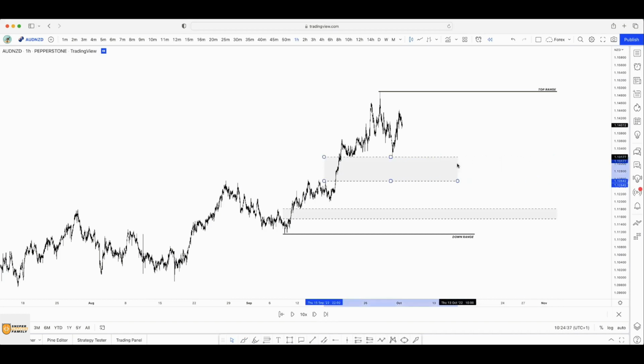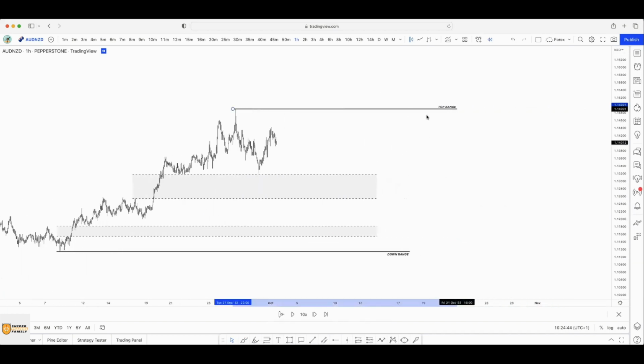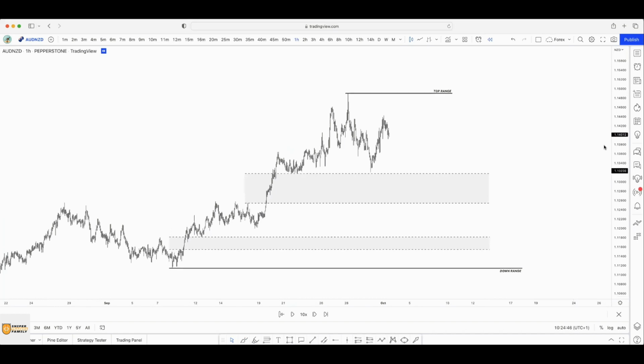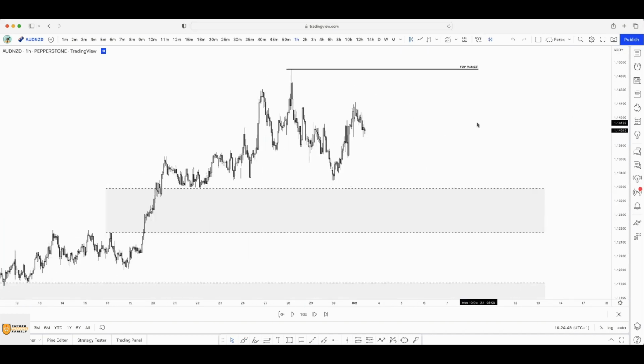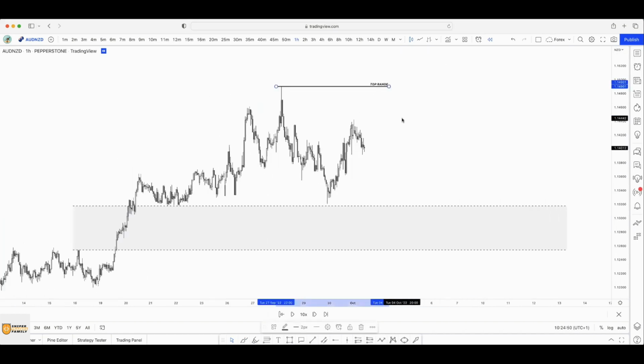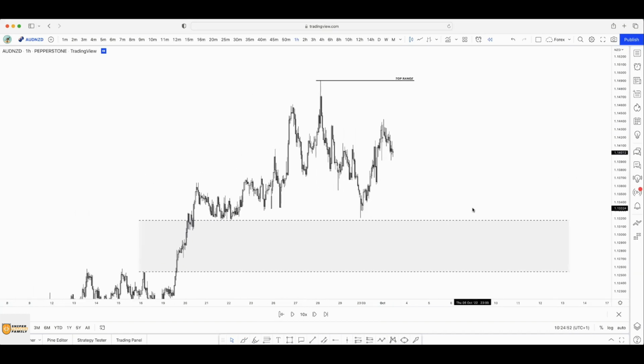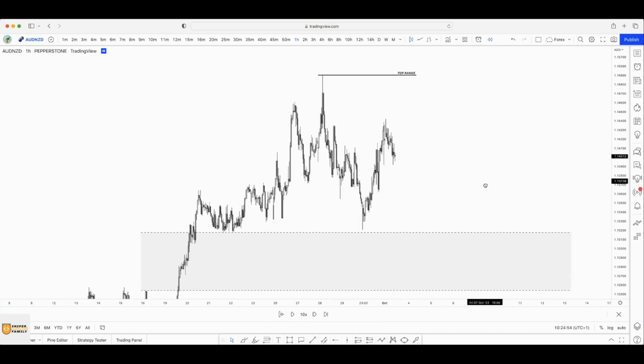So let's just take this down a bit, put this down a bit also, and then just drag this in. All right, so yes. Now this is the first imbalance that is visible to us.